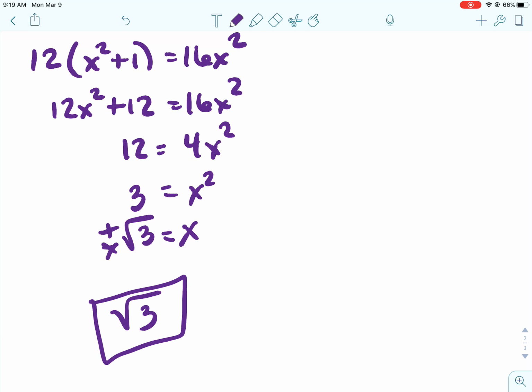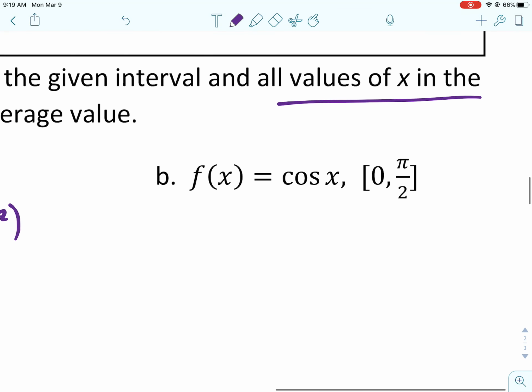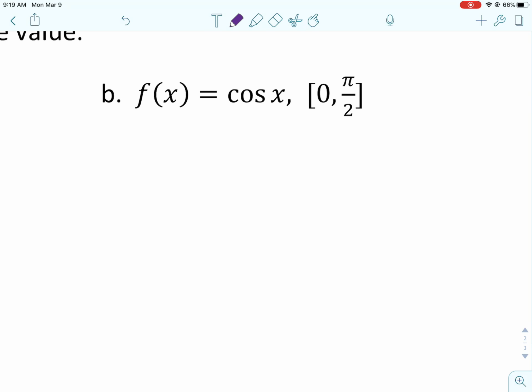All right, are y'all okay? Okay, we're going to do the other side, and it does have some trigonometry in it, but I don't think it's really any more difficult than the one we just did.